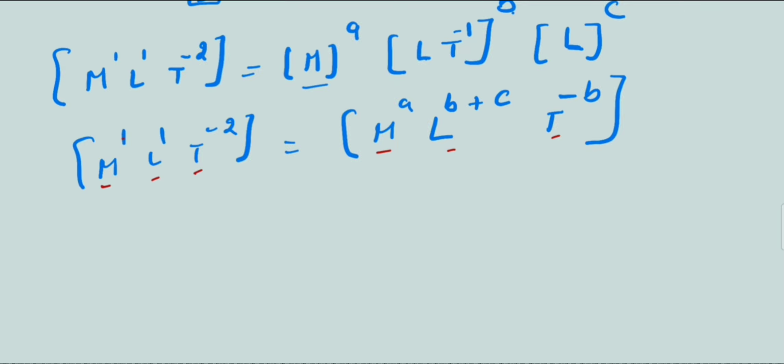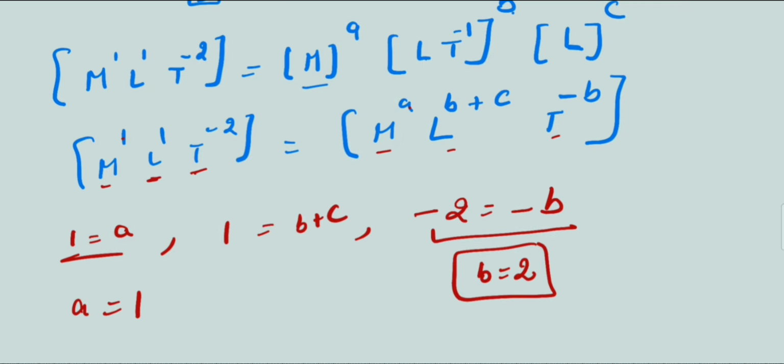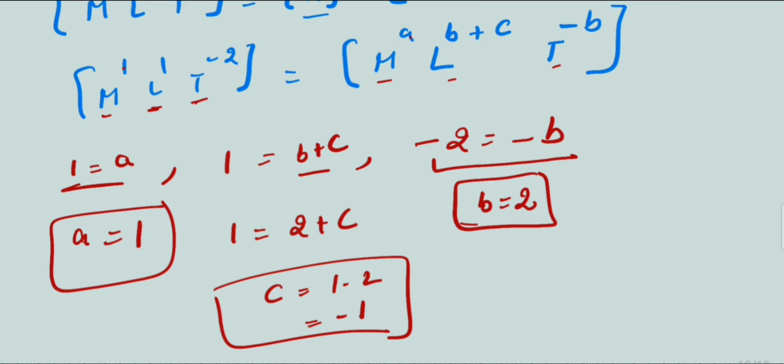The mass here is raised to power 1 and here it is a, so we can write this as 1 is equal to a. The power of length here is 1, and here we have b plus c, and here the power of time is minus 2, and here we have minus b. So from here we'll get a is equal to 1, and from here we'll get b is equal to 2. Correct. Now we'll put this value of b here, we'll get c. So 1 is equal to 2 plus c. So c is equal to 1 minus 2, which is equal to minus 1. So a is 1, c is minus 1, and b is 2.